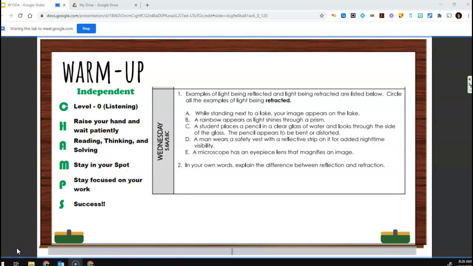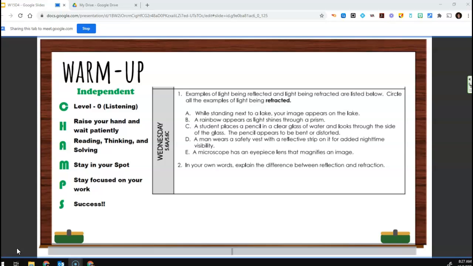I think we went over this yesterday where we did a thumbs up if it was refraction and thumbs down if it was reflection. But I wasn't sure if you guys could record it. So we were going to go over Wednesday's again where it says examples of light being reflected and light being refracted are listed below. Circle all the examples of light being refracted.